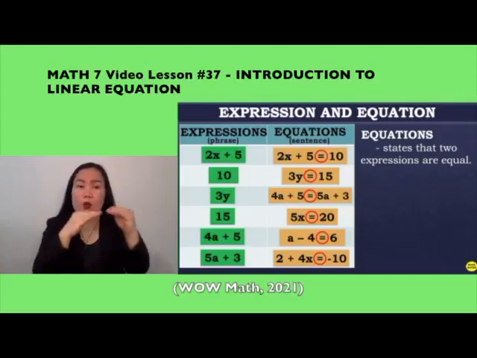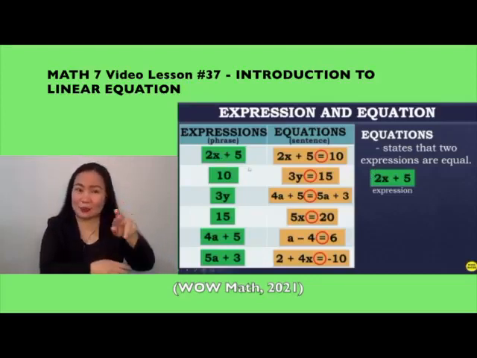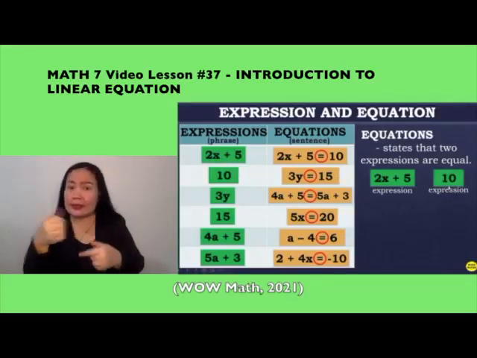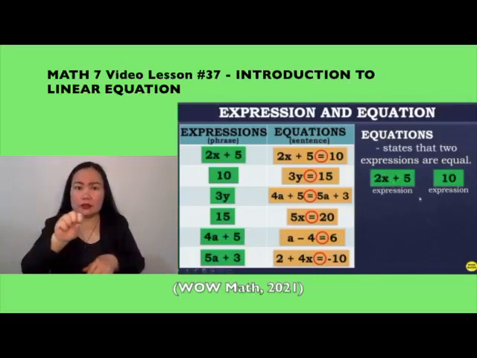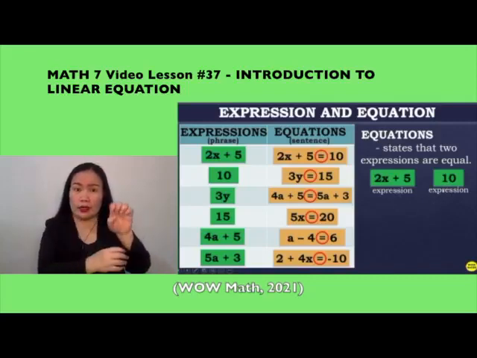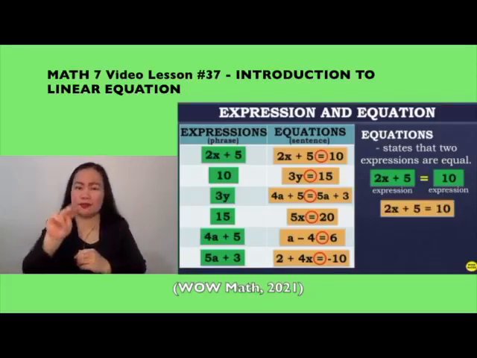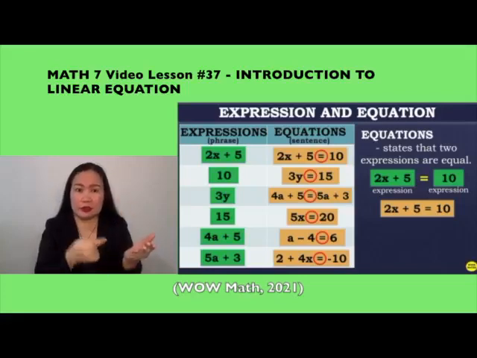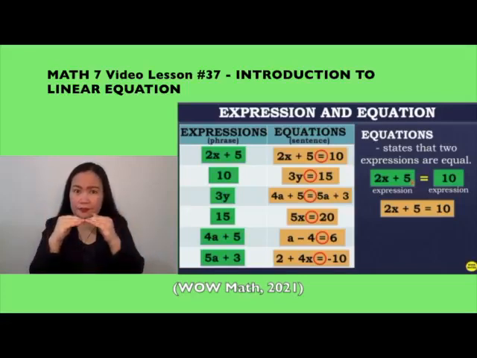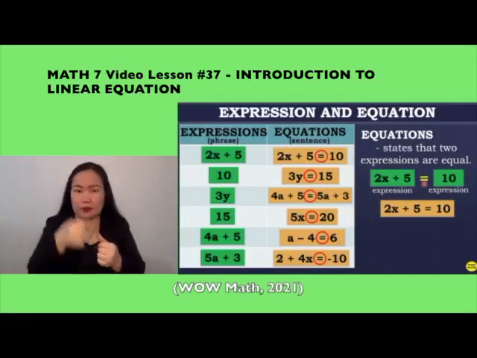Halimbawa po, meron ako ditong 2x plus 5. This is an expression, right? Ayan, kinuha ko siya dito. Kumuha ako ng 10. This is also an expression. Expression lang sila kasi wala tong equal sign. Wala rin tong equal sign. Pero itong dalawang expression na to, pag pinakita natin na equal sila, this will become an equation. Tatandaan po na kapag sinabi nating equation, binubuo ito ng dalawang expressions na kung saan sila po ay equal. Lagi lang iisipin na ang equation ay binubuo ng dalawang expressions na equal.